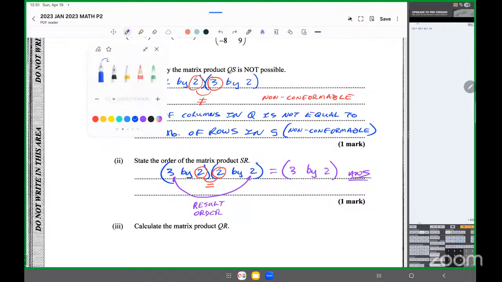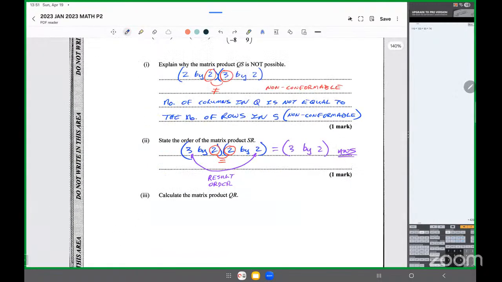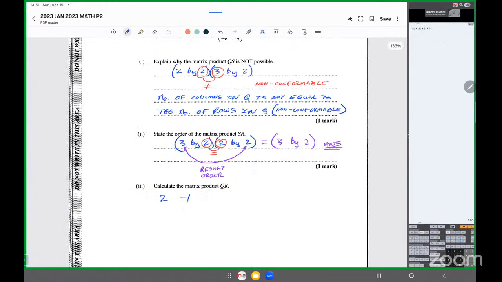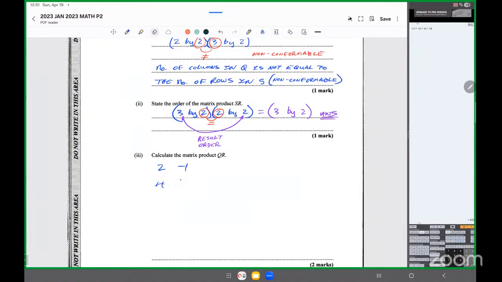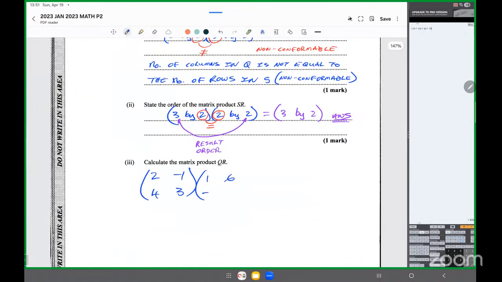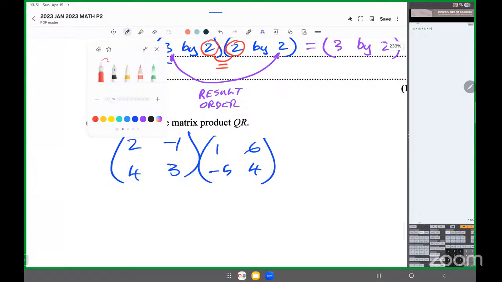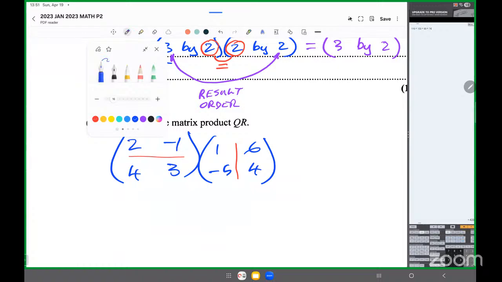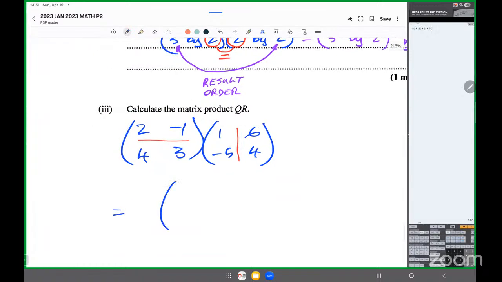Q times R. Q is 2, negative 1, 4, 3, times R, which is 1, 6, negative 5, 4. I'm multiplying these two matrices now. Remember, when we multiply matrices, we use the rows of the first matrix with the columns of the second matrix. The result is going to be a 2 by 2 matrix with 4 values.